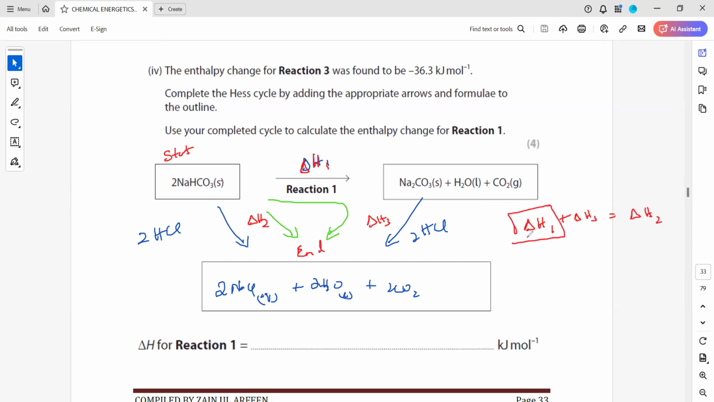If we need delta H1 as the subject, it will be delta H1 equals delta H2 minus delta H3. What is delta H2 that we worked out in the previous one? It was 32 kilojoules per mole.